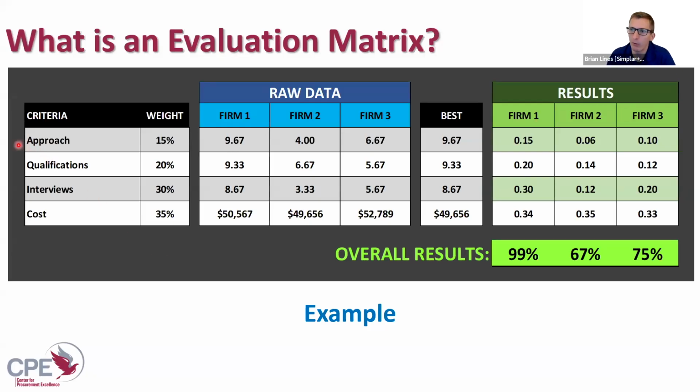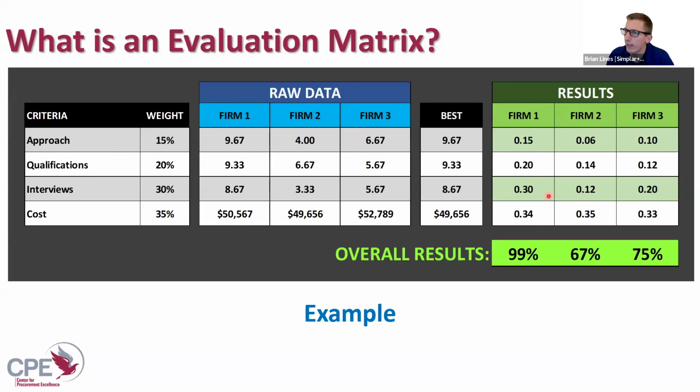So maybe you're getting a proposal from your vendor on their approach to deliver your scope, their background qualifications. Maybe you're going to interview them or do a presentation or demo. Of course, you want to see their costs. You've got evaluation ratings in here. Maybe this is a simple 1 to 10 evaluation scale. So for example, firm 1 on their approach, they scored a 9.67 out of 10 average across your evaluation team, let's say. You got your raw dollars in there for their costs. That's kind of all your raw inputs.